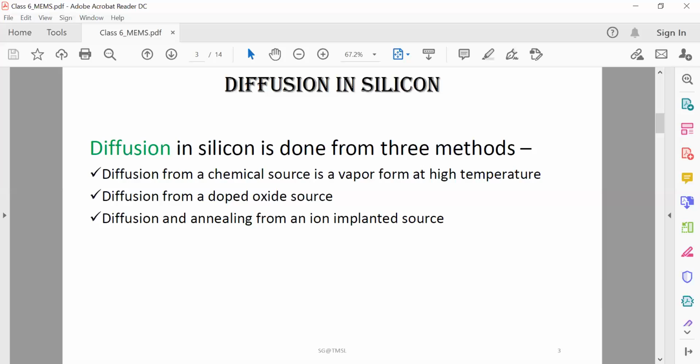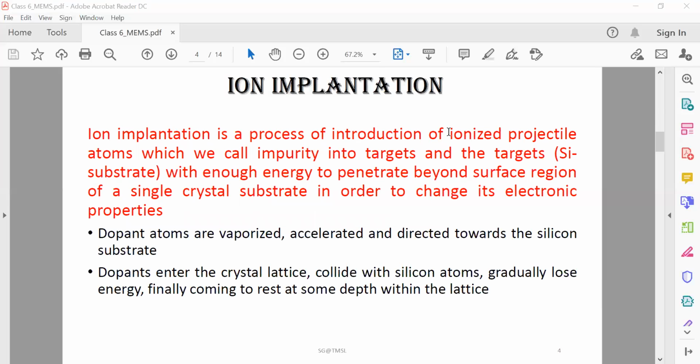So basically diffusion and ion implantation are opposite to each other. These are somehow related to dopant concentration, meaning to control the amount of dopants into the semiconductor, but there is a slight difference. Now ion implantation is another kind of technique by which you incorporate dopants in a controlled manner.